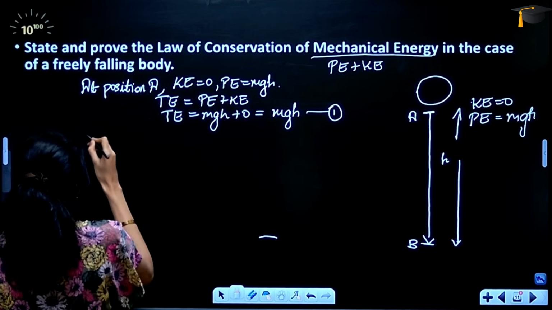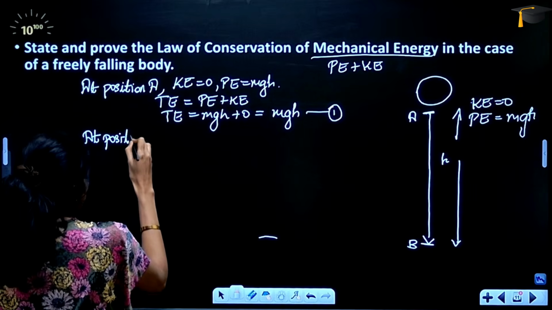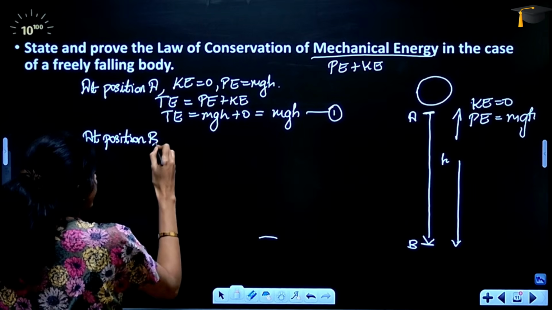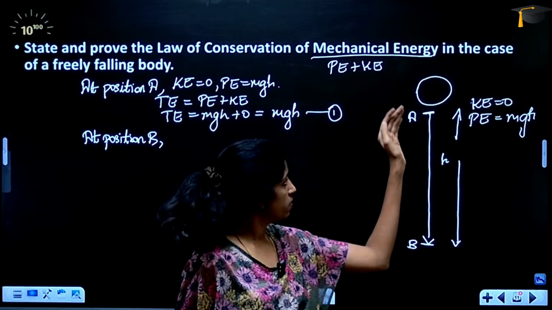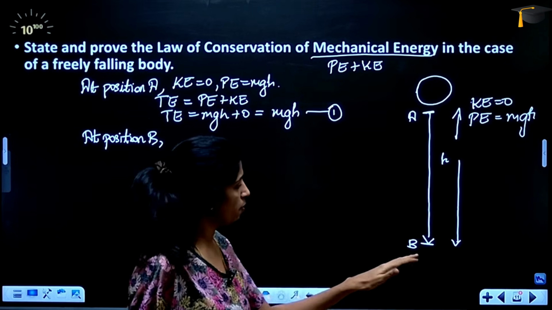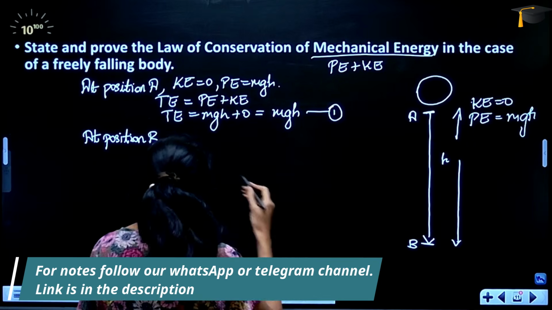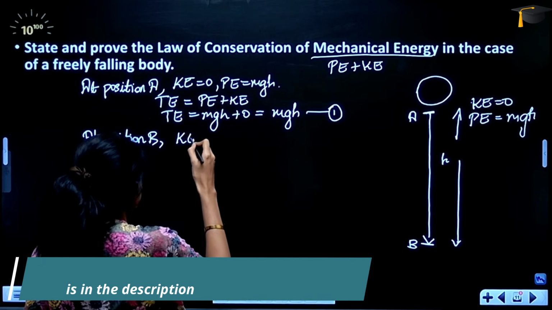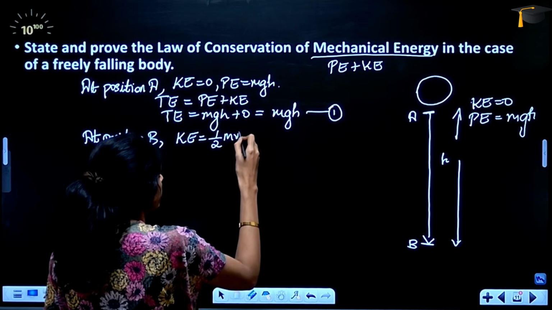Now, at the position B, at the position B is at the ground level, students. I'm just taking the highest level and the ground level. You can take the intermediate also, but I'm just taking the extreme ones and the minimum ones. That's now on the ground level. Now, kinetic energy, of course, there is a velocity. We have kinetic energy. So, kinetic energy is given by a formula half mv square.